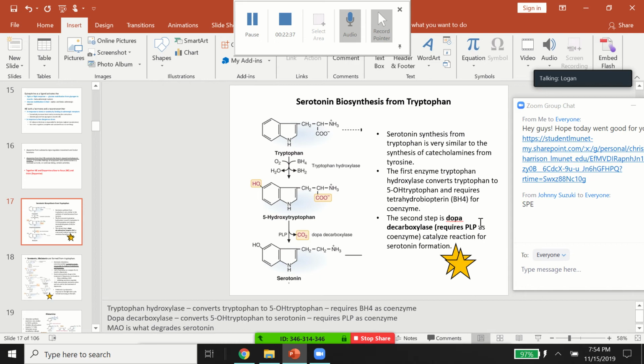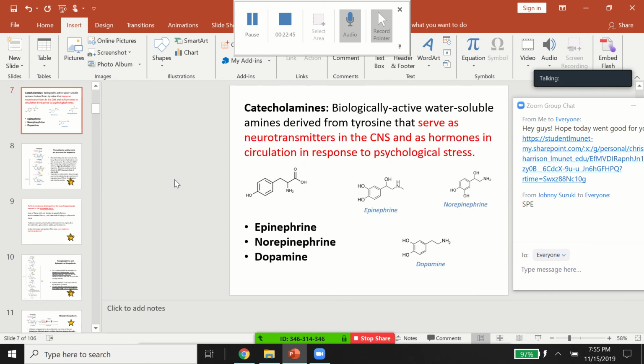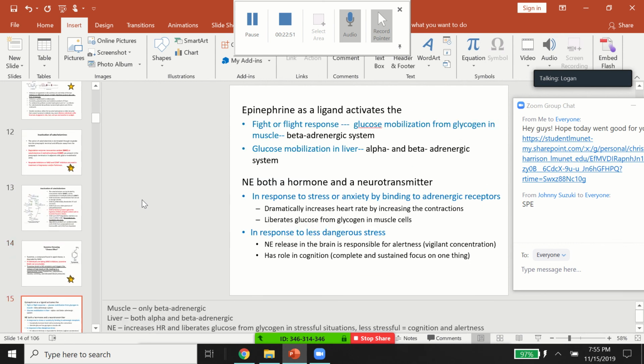The second step here is more important because she has this bolded, and notice here that it requires PLP. From my recollection, let me make sure I'm correct, but yes, this is the exact same enzyme that was mentioned earlier, so make sure not to confuse yourself.